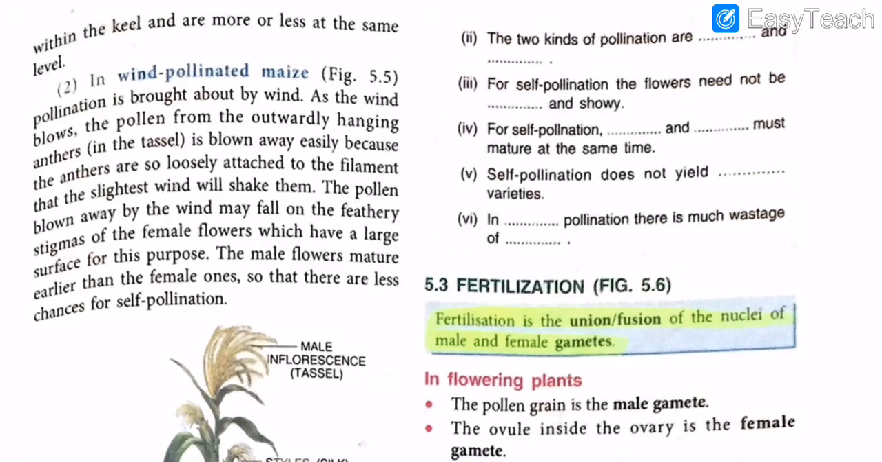The stigma and the androecium or the gynoecium. No, not the gynoecium, sorry. The gynoecium and the androecium should be mature at the same time. Now, self-pollination does not yield different varieties. Now, in dash pollination, there is wastage of pollen grains. In cross-pollination, there's a lot of wastage of pollen grains because the pollen grains need to be produced in a larger quantity. We all know that. That's one of the disadvantages, right?